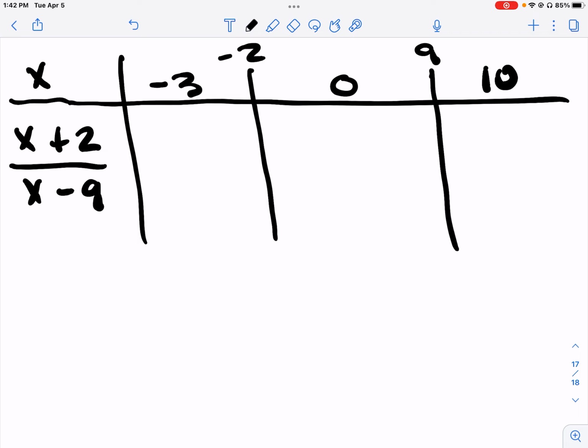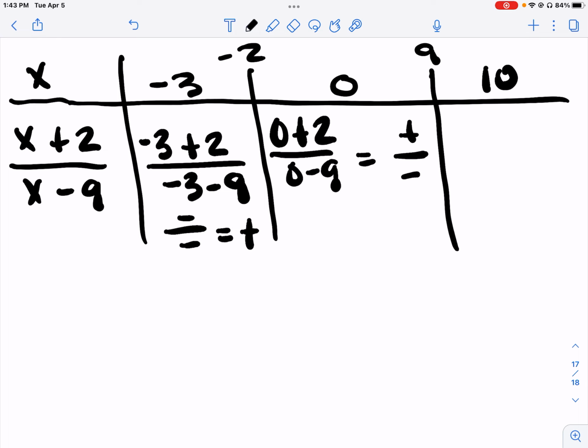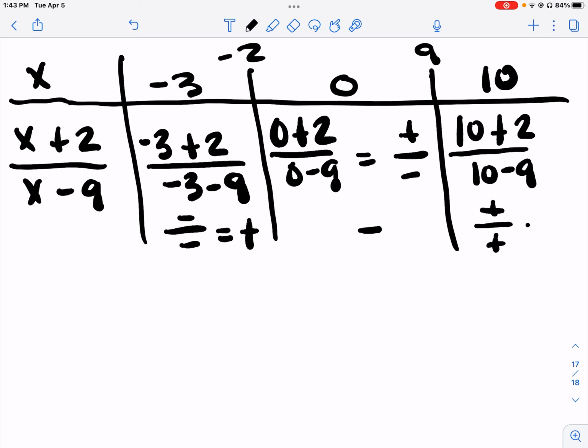So I'm going to plug in negative 3. Okay, I can see that the top and bottom would both be negative, so a negative divided by a negative is a positive. Plug in 0, which would be a positive divided by a negative. When I plug in 10, I see that both the top and bottom would be a positive number.